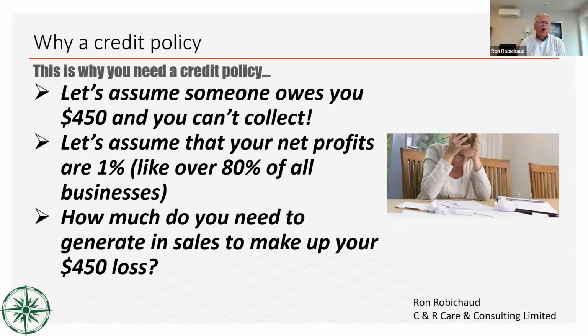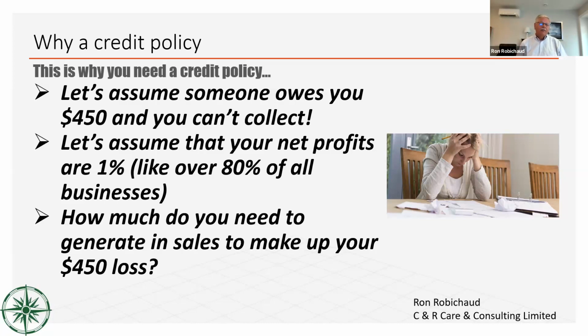Let's assume someone owes you $450, not a whole lot, and you can't collect. This actually happened to us when we had a grocery store. We weren't giving credit, but this is what happened. A gentleman came in and bought some groceries for $200, and he got to the cash, and there was a junior clerk there in the evening, and he gave a check from the government of Canada, a UI check for $450. So she took the check, took the $200 off for the groceries, and gave him back $250.